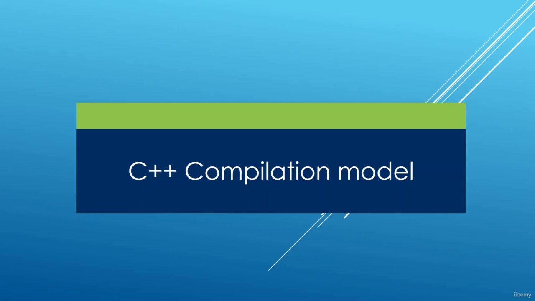In this lecture, we're going to revisit our C++ compilation model. Along the way, we're going to see that we can split our compilation process in two steps, and that is compilation and linking. And we're going to see that that's going to be very important for the topics we're going to talk about in this chapter.